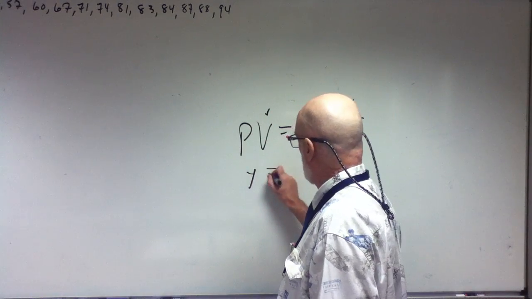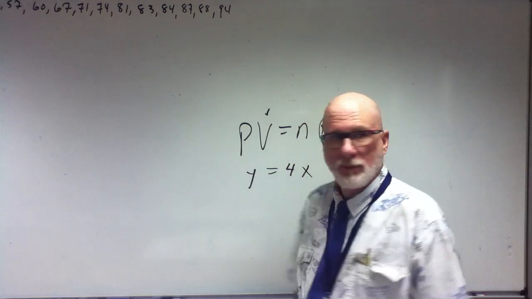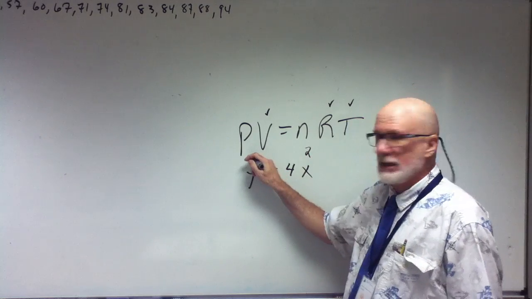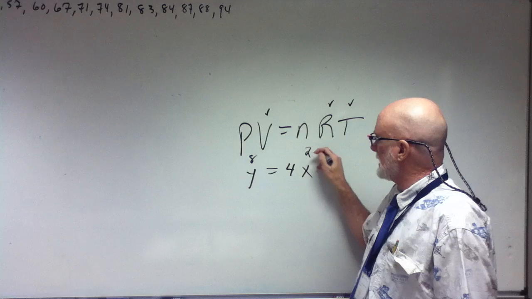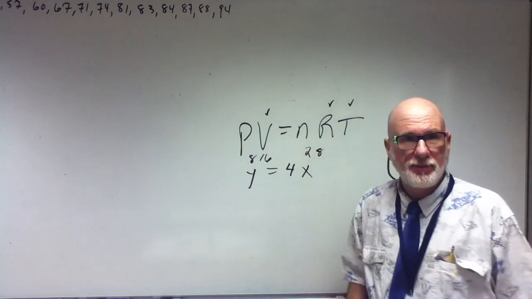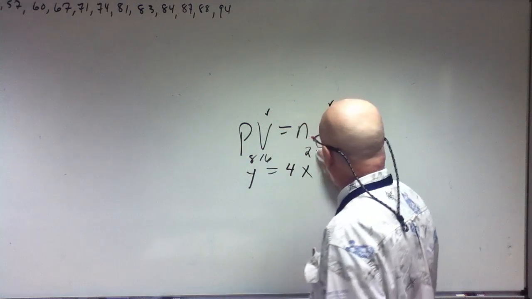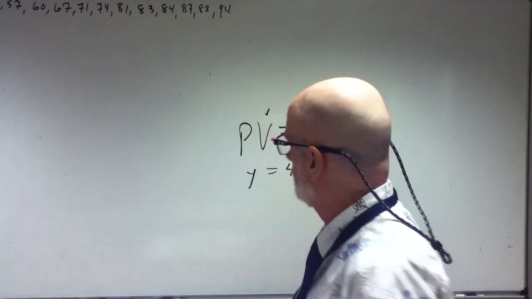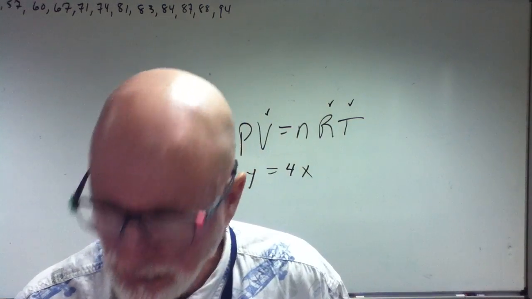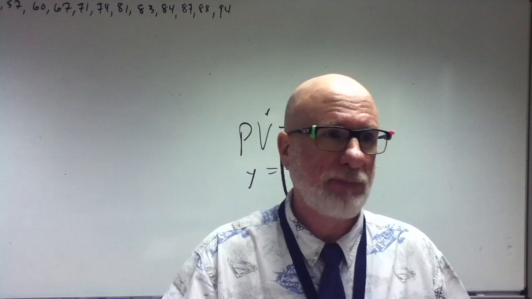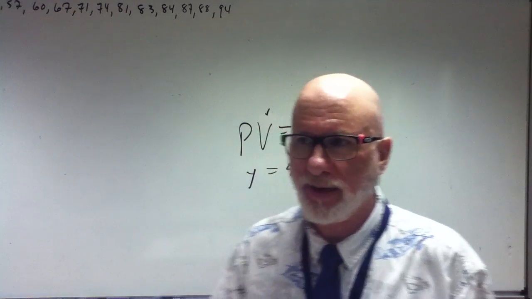Let's look at something. Y equals 4x. If x is 2, y is 8. If x is 4, y is 16. As one goes up, the other goes up. Clear? It's directly proportionate. Easy? Yes or no? Okay. So the answer would be: if you increase the number of moles, you're going to increase the pressure. Easy? Double, triple, quadruple, whatever the case may be.